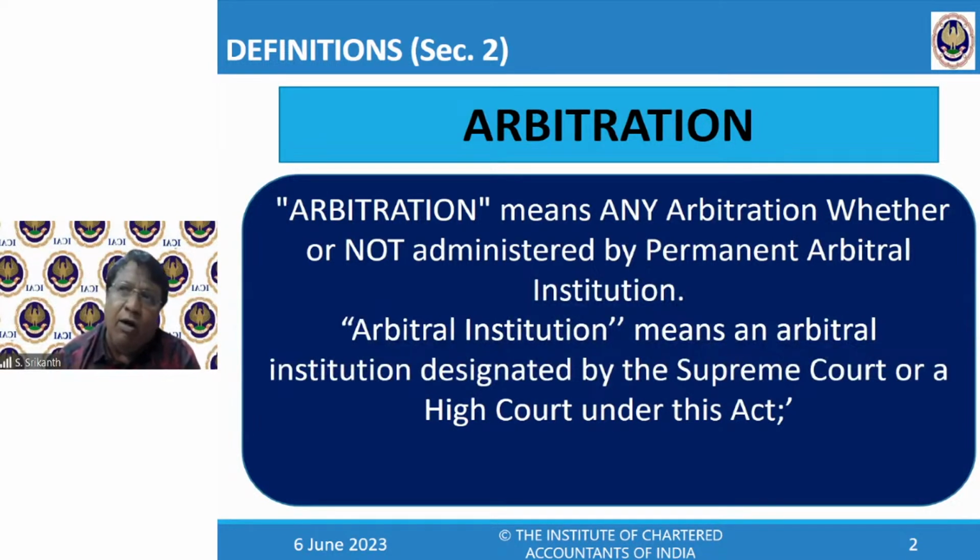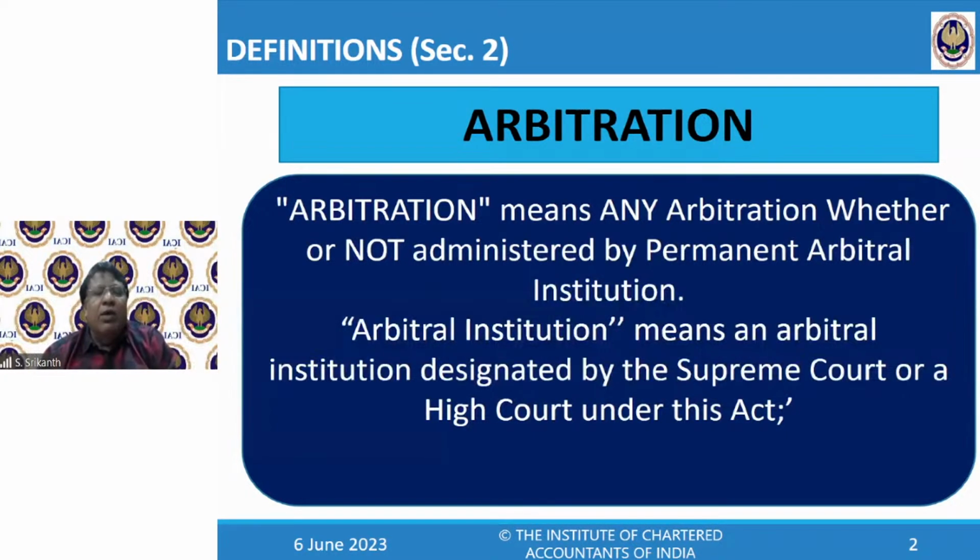In India, the government has encouraged the setting up of permanent arbitral institutions, which will administer and monitor arbitration. But that is not compulsory. If it is there, it is good. If not, no. So arbitral institution means an arbitral institution designated by the Supreme Court or High Court. Like that, they have set up arbitral institutions.